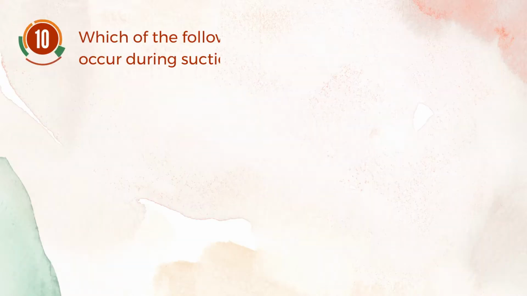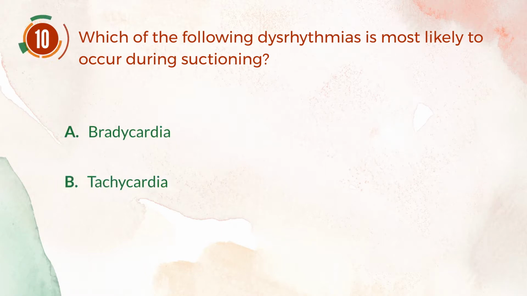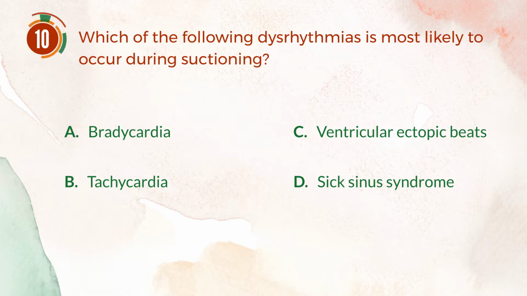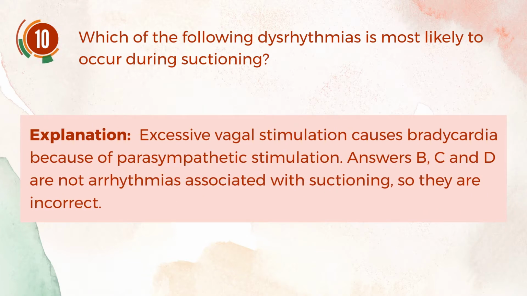Number 10. Which of the following dysrhythmias is most likely to occur during suctioning? A. Bradycardia. B. Tachycardia. C. Ventricular ectopic beats. D. Sick sinus syndrome. The correct answer is A. Bradycardia. Explanation. Excessive vagal stimulation causes bradycardia because of parasympathetic stimulation. Answers B, C and D are not arrhythmias associated with suctioning, so they are incorrect.